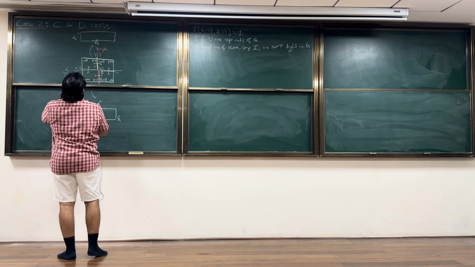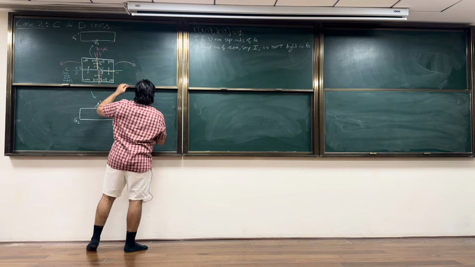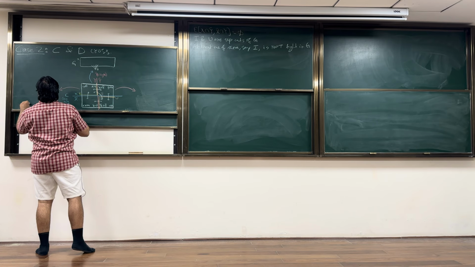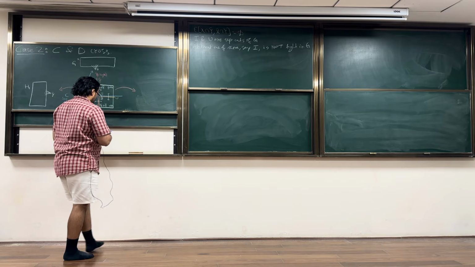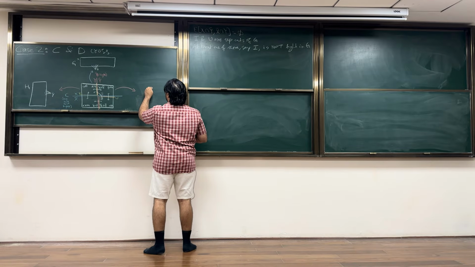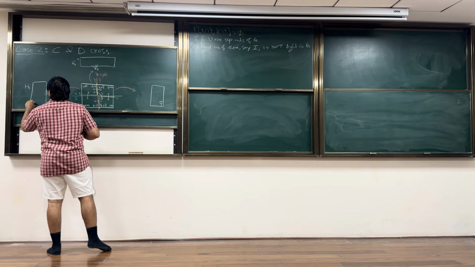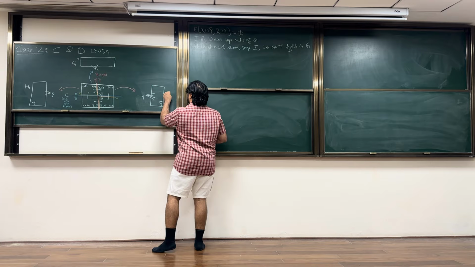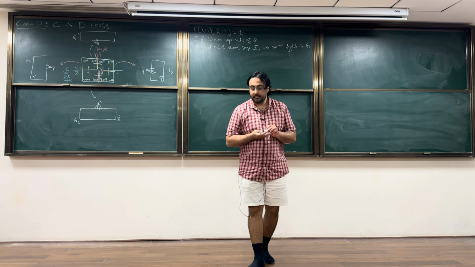Now let's draw H1 and H2. I'll keep y as it is, and this is my little y bar. This is H1. Now I'll keep y bar as it is, and I'll draw little y. This is my graph H2. So far so good.